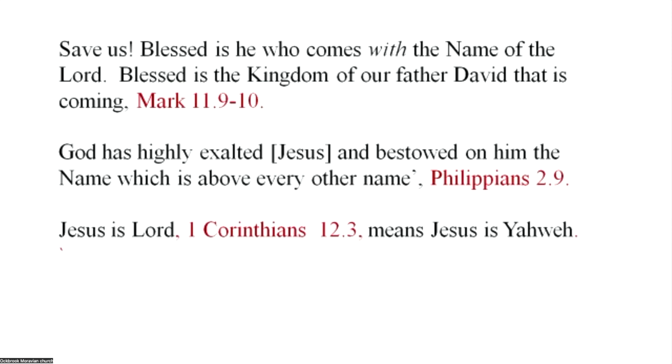Philippians chapter 2, which is an extract from what is thought to be an early Christian hymn, and a very much misunderstood line in the New Testament. God has highly exalted him, Jesus, and bestowed on him the name which is above every other name, and then of course the hymn takes over, at the name of Jesus every knee shall bow, as Wesley put it. But the name that causes the creation to worship is not the name Jesus, it's the name of the Lord.